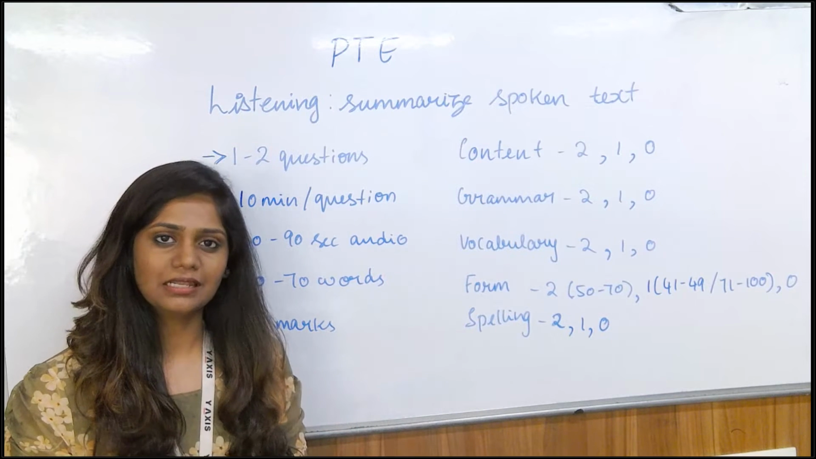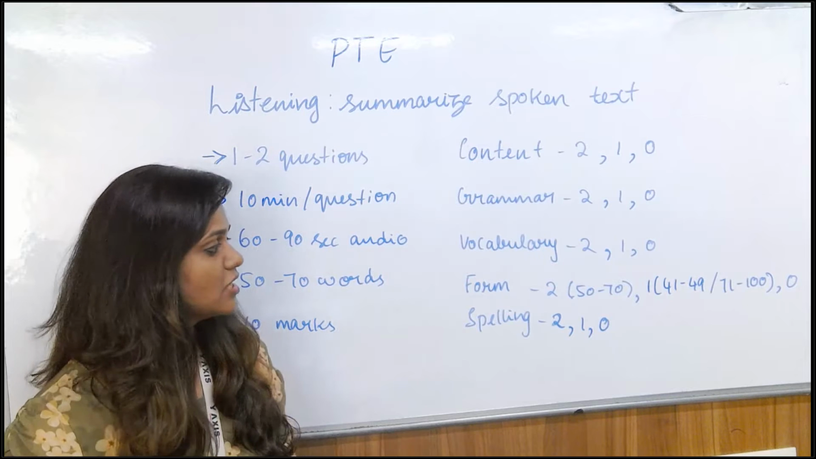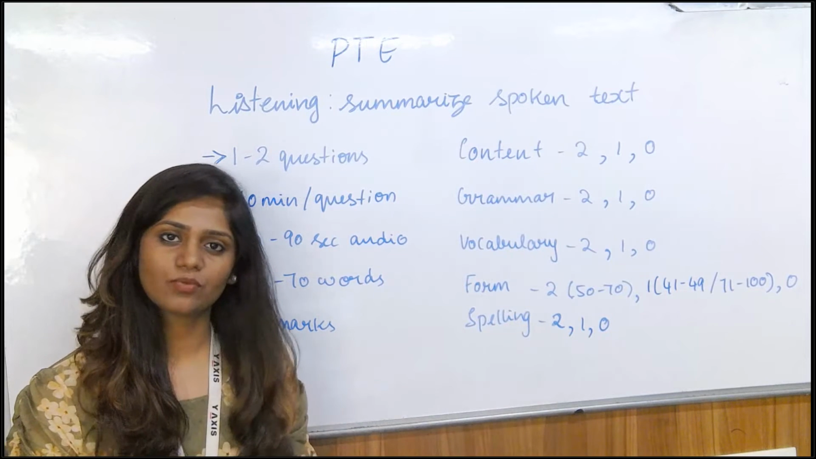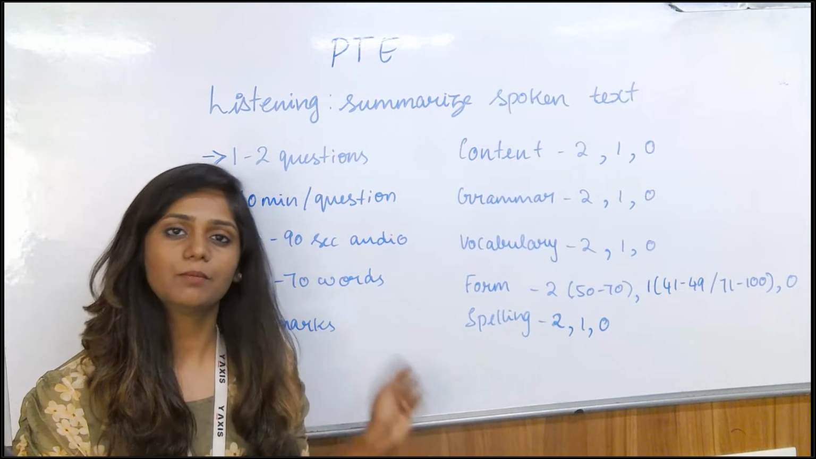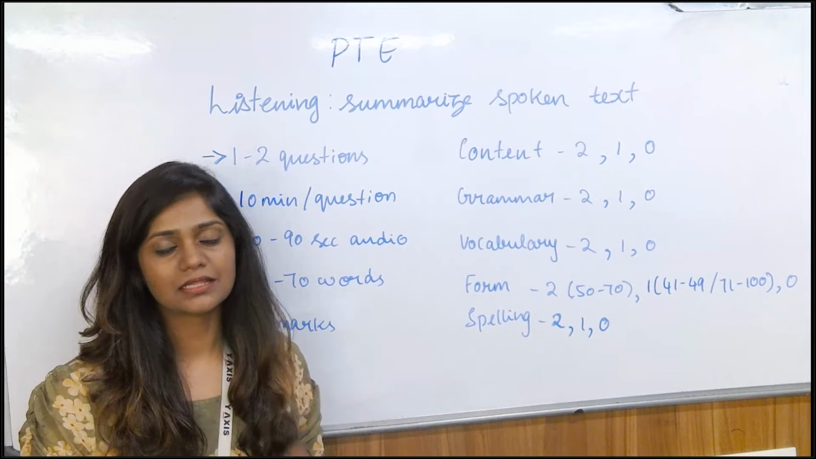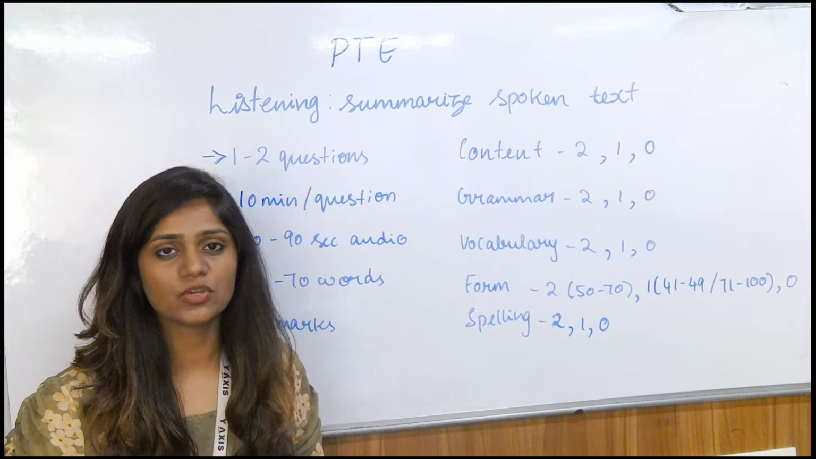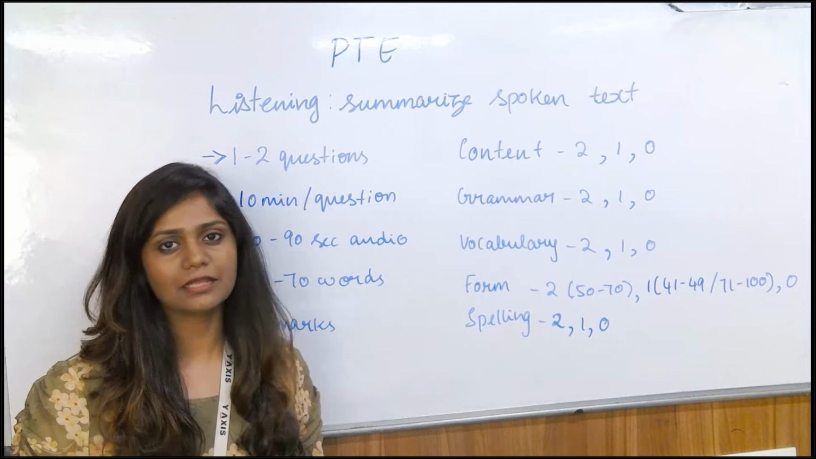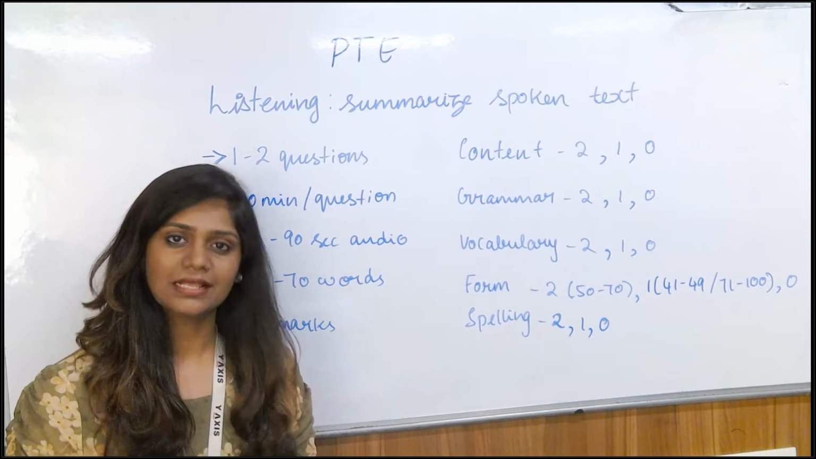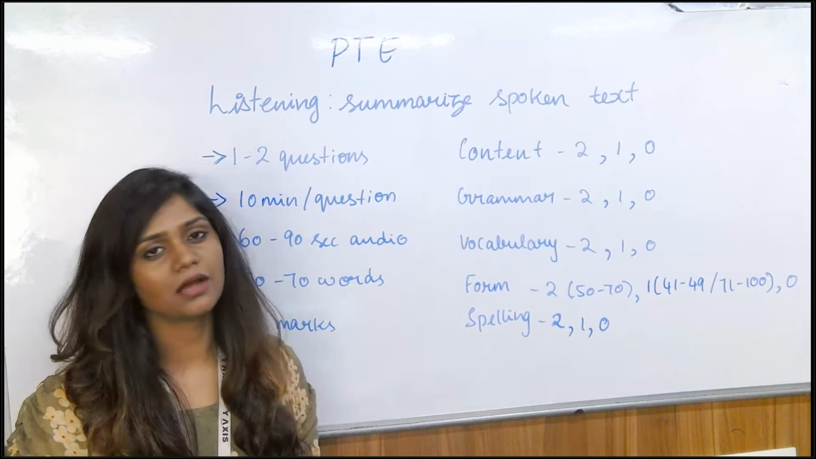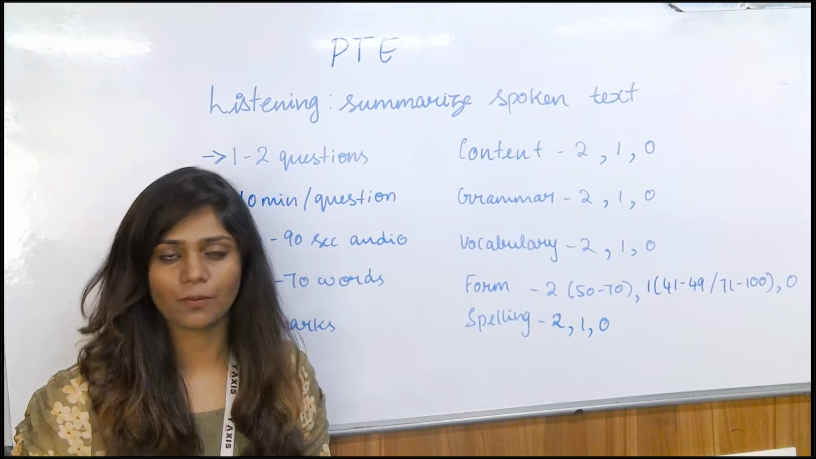If you have written a bit less than 50, that is 41 to 49 words, you get 1 mark. Or even if you have gone a bit beyond the maximum word limit, that is if you have written 71 to 100 words, you get 1 mark in both cases. If you go less than 41 or more than 100, you would get 0 marks for the form.